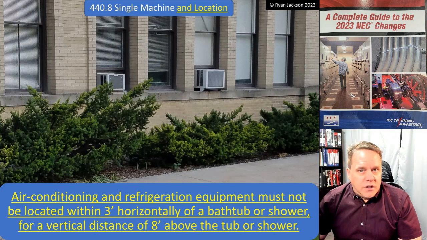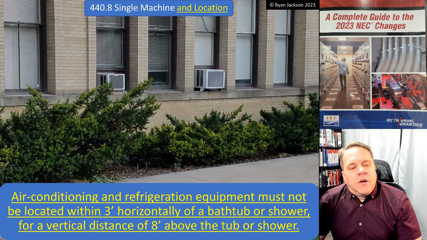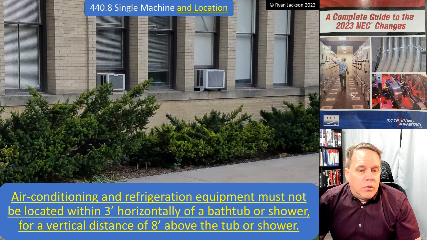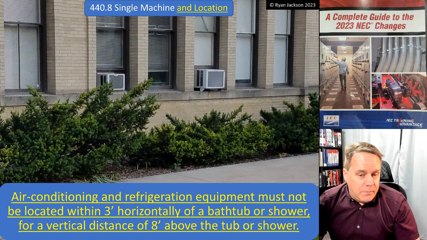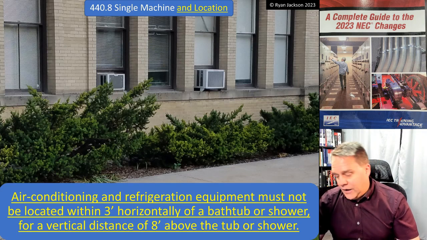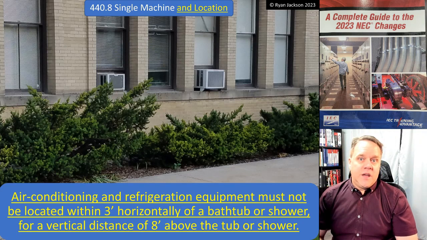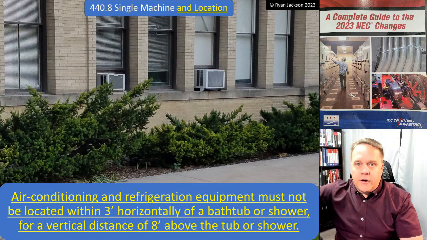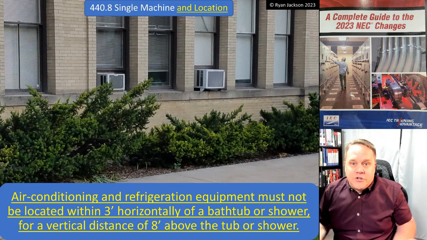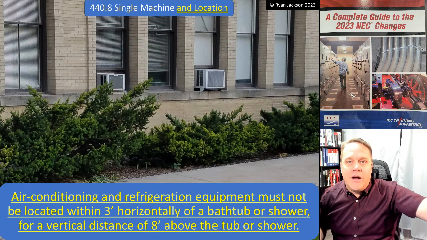Location. Air conditioning and refrigeration equipment must not be located within 3 feet horizontally of a bathtub or shower for a vertical distance of 8 feet above the tub or shower. All right. Listen, if you're taking a bath, you need to be playing with the soap, not playing with the air conditioner. You know, I mean, you're submerged in water. Let's not be fooling around with the air conditioner.